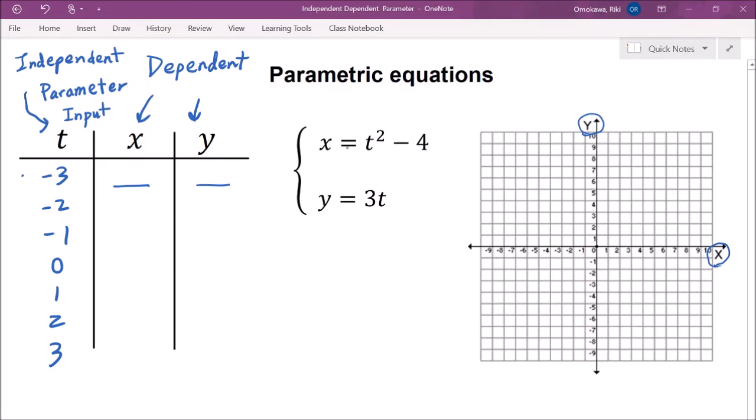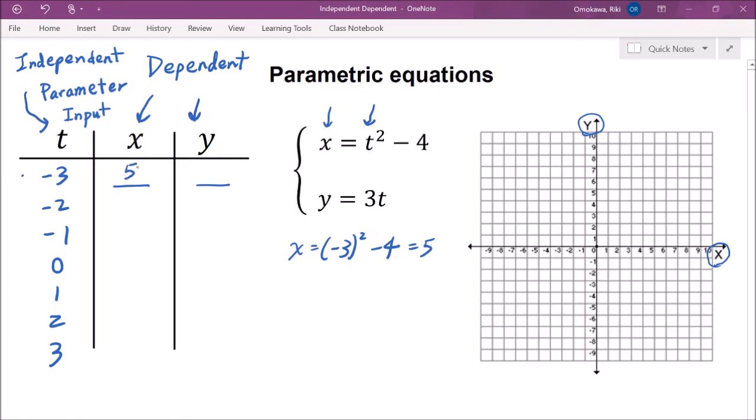So the x value, it says x equals t squared minus 4. So plug in -3 for t here, and then evaluate the right side, and that'll be our x value in this case. So for example, x equals -3 squared minus 4. -3 squared is 9, minus 4 is 5. So we've just found that for this input value, the output value for x is 5.